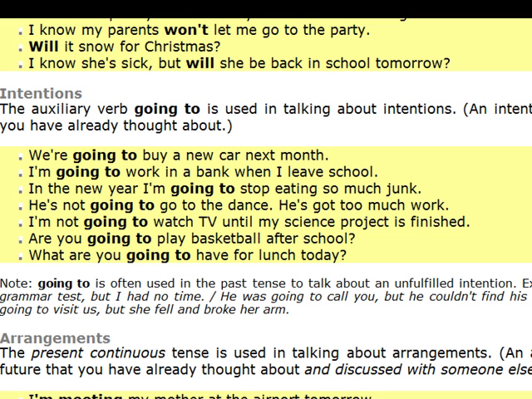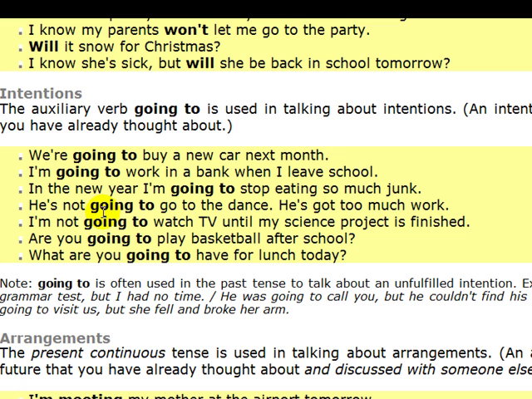We have the auxiliary verb going to. Going to is used in talking about intention. An intention is a plan for the future that you have already thought about. We're going to buy a new car next week. I'm going to work in the bank when I leave school. In the new year, I'm going to stop eating so much junk.